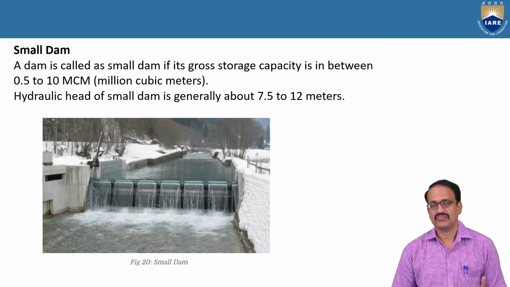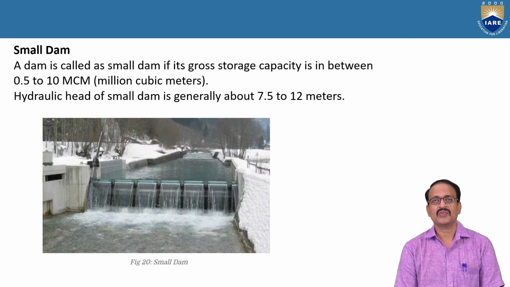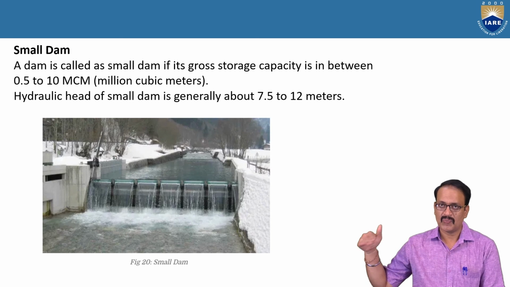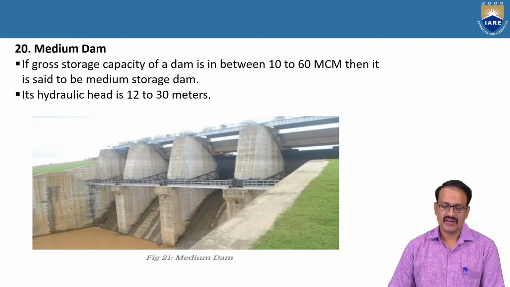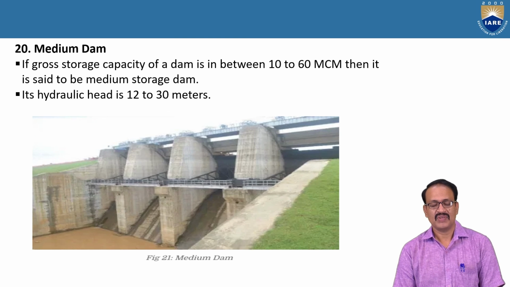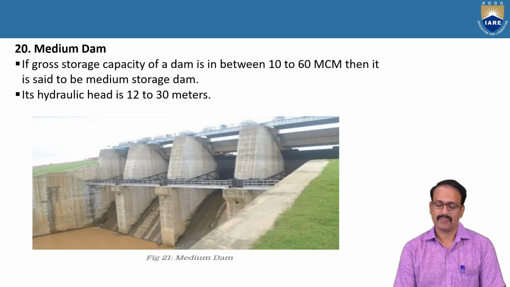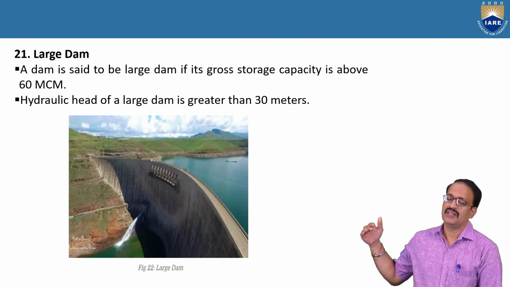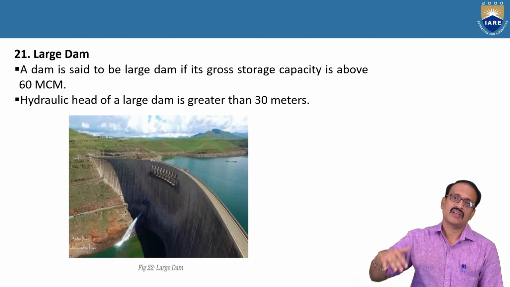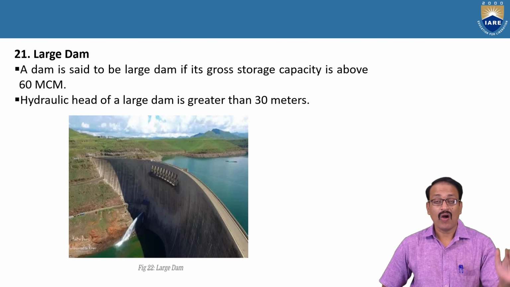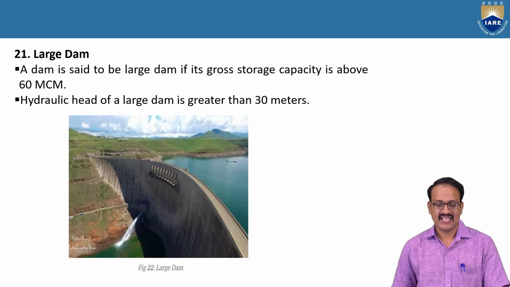Small dam. Its capacity is 0.5 to 10 MCM, million cubic meters, and its head is generally 7.5 to 12 meters. Medium dam: if the height, or head, is from 12 to 30 meters, we call it a medium dam, and its capacity is from 10 to 60 MCM. Large dam: if the height of the dam is above 30 meters, not below 30 meters, we call it a large dam or high head dam. Its capacity is normally 60 MCM.